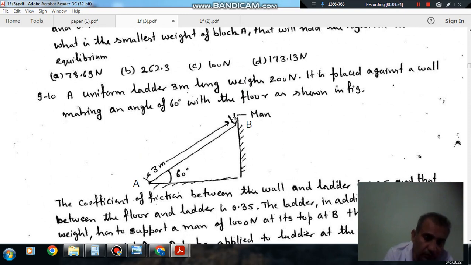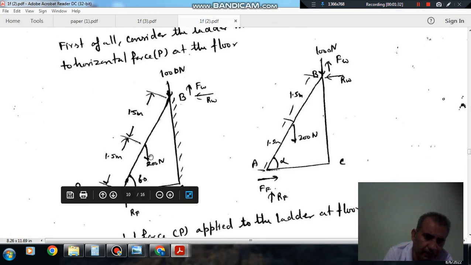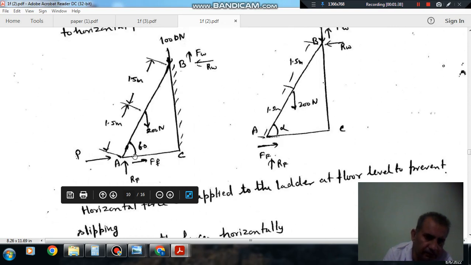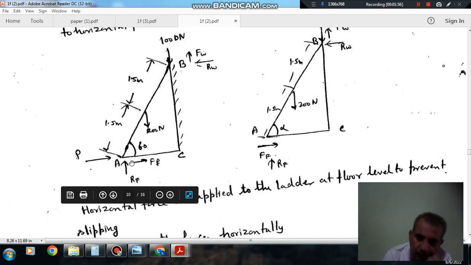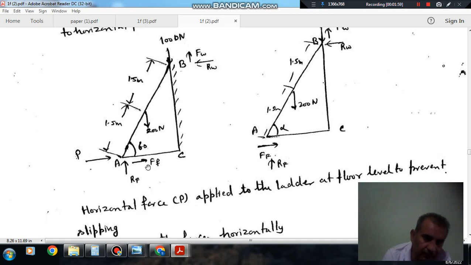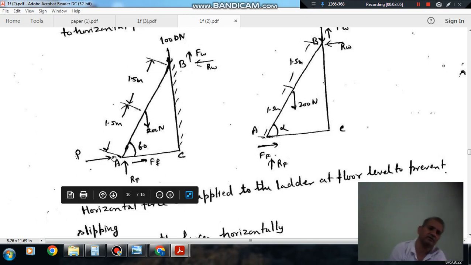1000 Newton, and the weight of the ladder will be acting at its midpoint. So this is the man and this is the ladder weight and this is your 3 meter length and this angle is your 60 degrees. The normal reaction between wall and ladder is RW, and the force of friction between wall and ladder is FW when it tries to slip downward. And the force of friction between floor and ladder is FF and the normal reaction is RF, and P is the force applied to prevent this slipping.